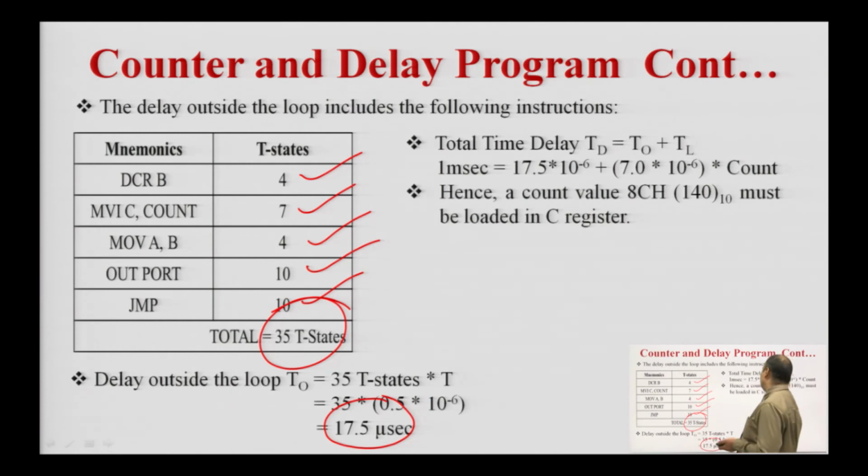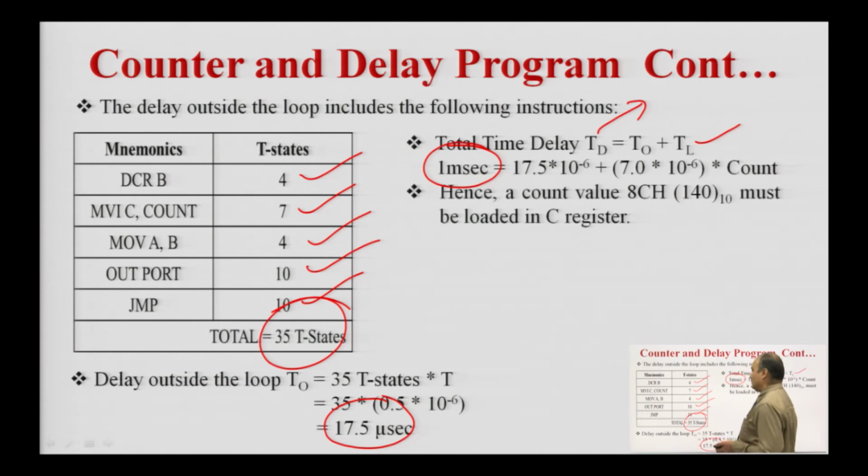The total time delay is calculated with the help of this equation: TD equals T0 plus TL. Here TD is the total delay, T0 is the delay outside the loop, and TL is the loop delay. The total delay which is required is 1 millisecond.